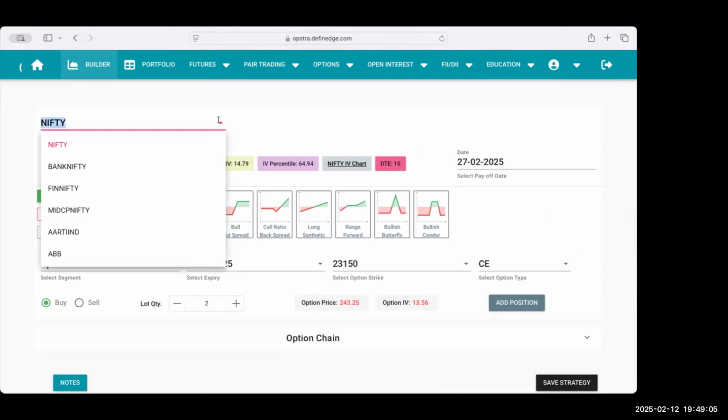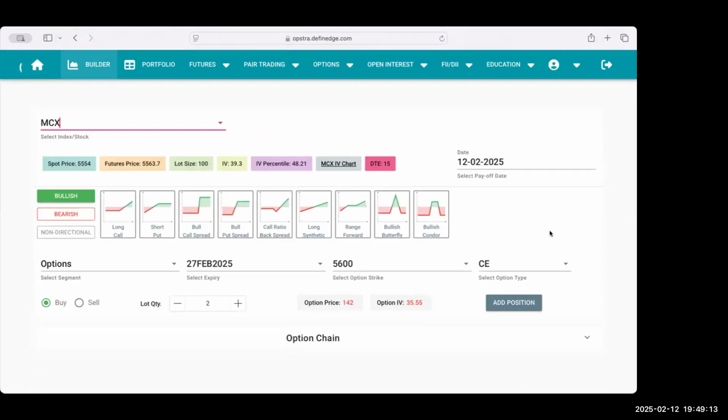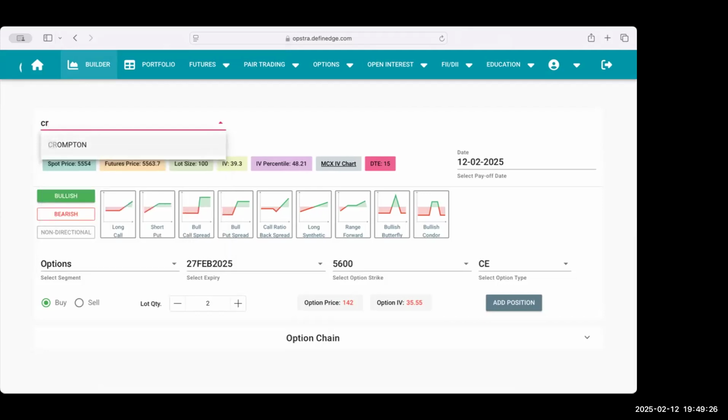So you can do the same thing for any stock also. What about MCX? MCX means commodity. We can see it here? No, the commodity is not there, like crude oil. Correct. I think I never tried. Let me see. No, it's not there. So for crude oil, you need to see on the app itself.